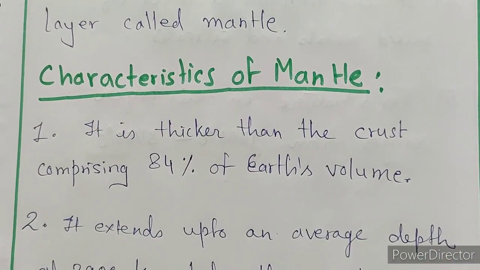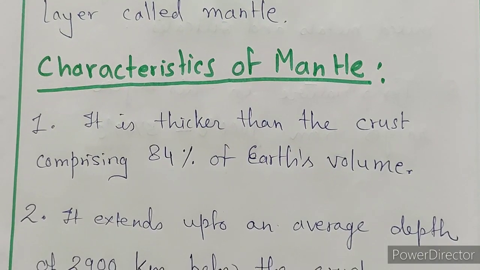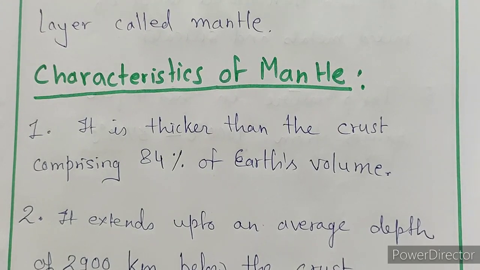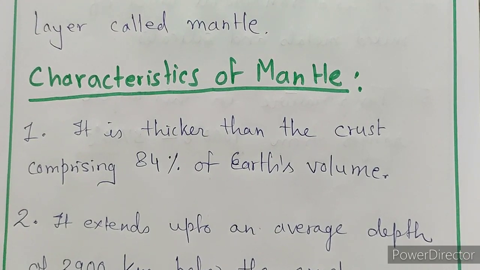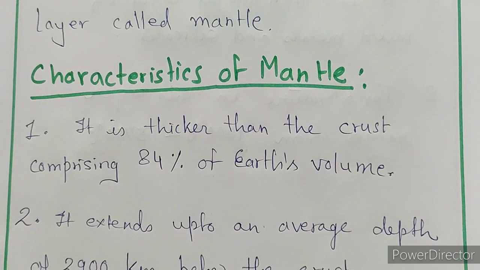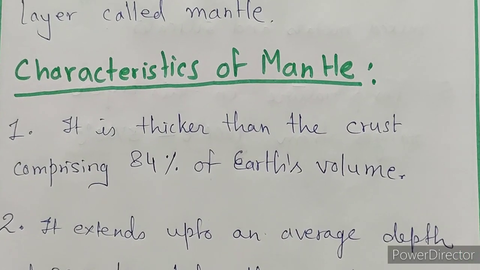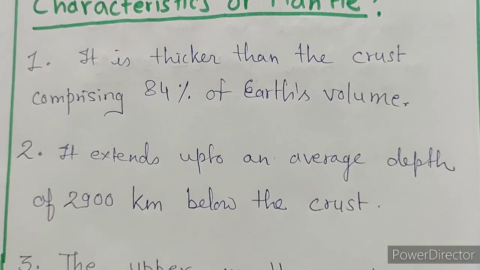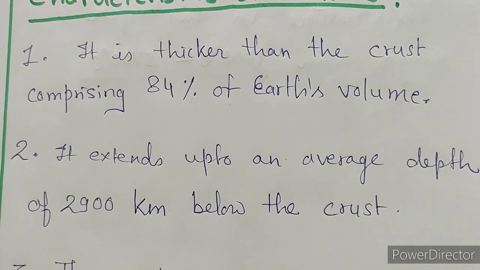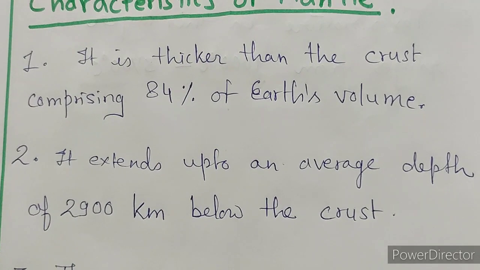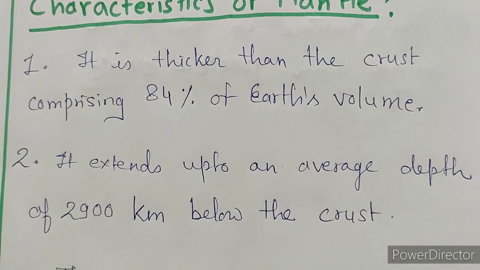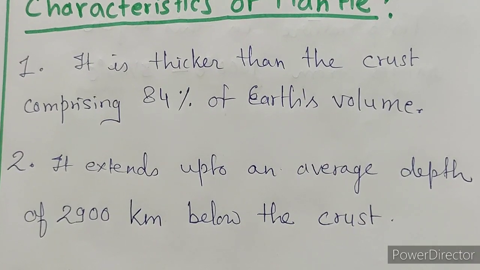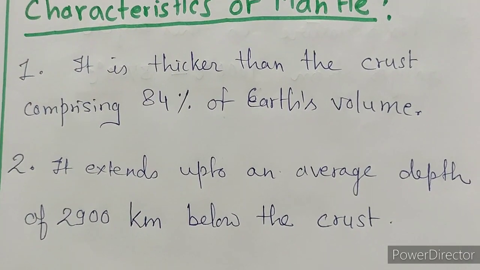Now what are the characteristics of mantle? First one, it is thicker than the crust and it comprises 84% of the earth's volume. The crust consists of only 0.5% of the earth's volume, but you can see that 84% of the earth's volume is the mantle. Second, it extends up to an average depth of 2900 km below the crust. मतलब crust के नीचे इसकी depth कितनी है? 2900 km. Depth means गहराई.